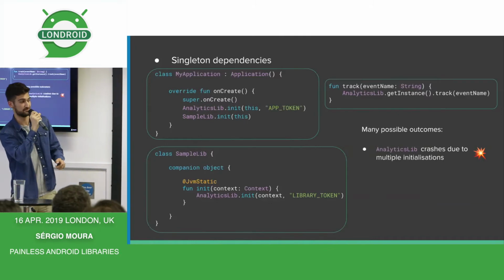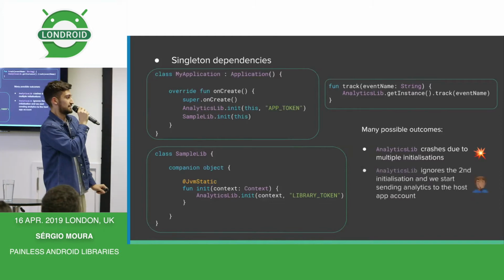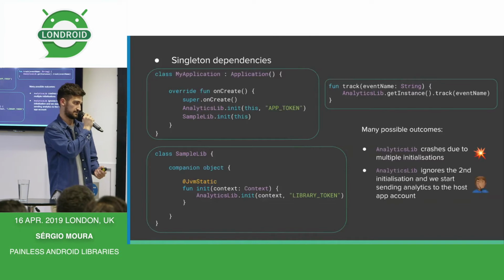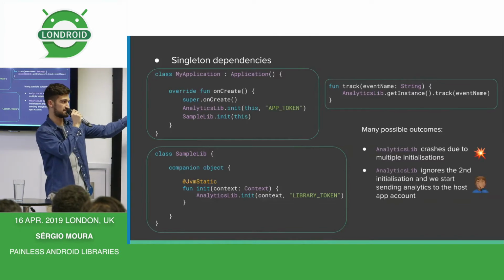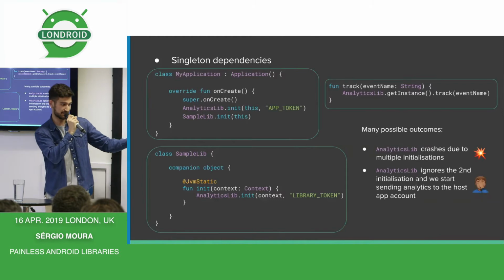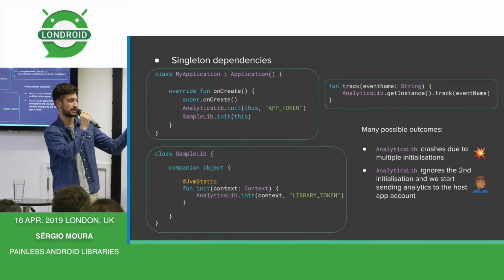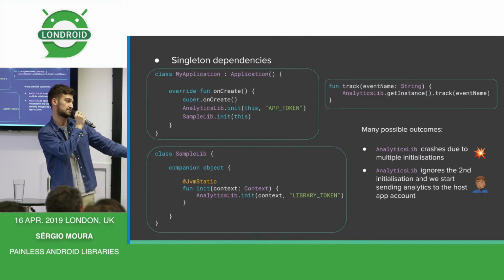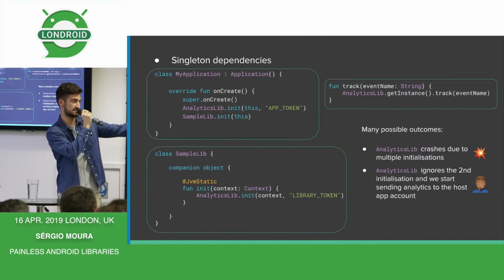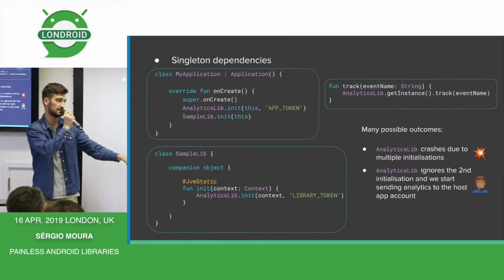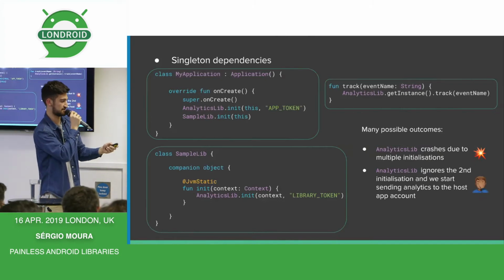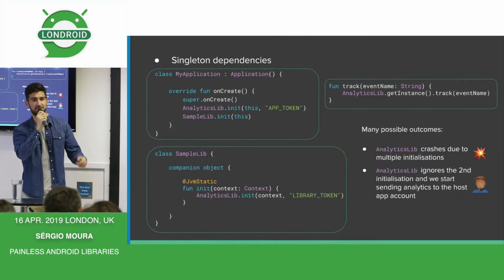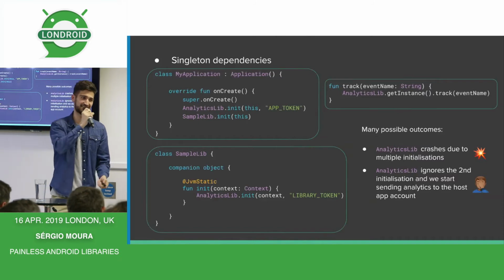But that's not the worst that can happen. The analytics library can also ignore the second initialization, and since it was initialized before using the app token, we can start sending analytics to the host app account because we get the current instance. Since the second initialization was not taken into account, we get the instance that we have, and the instance that we have was initialized here, and we start sending analytics to the host app account. Pretty bad. You are basically adding crap to your integrator's analytics.